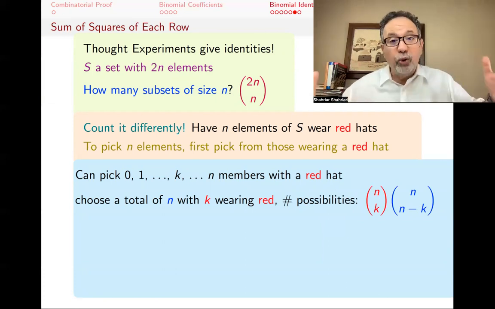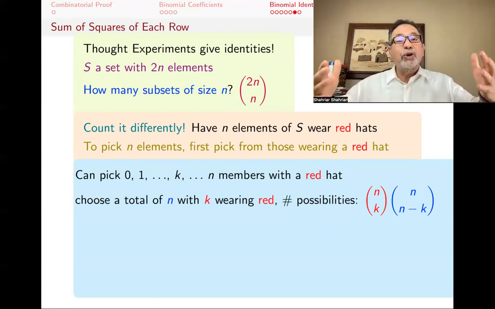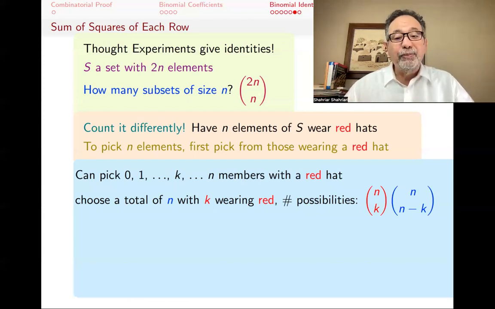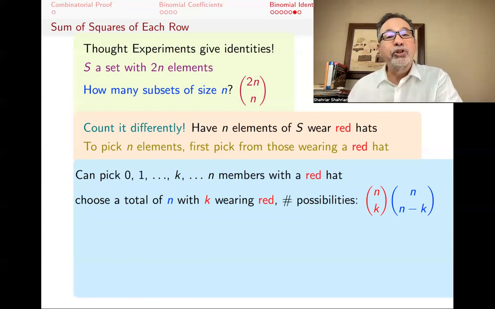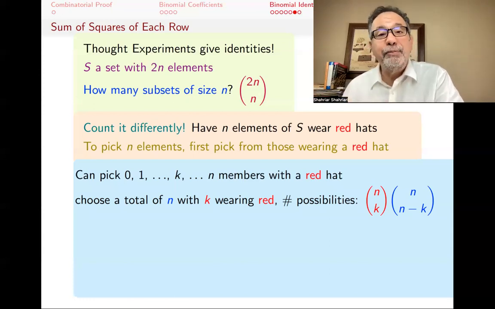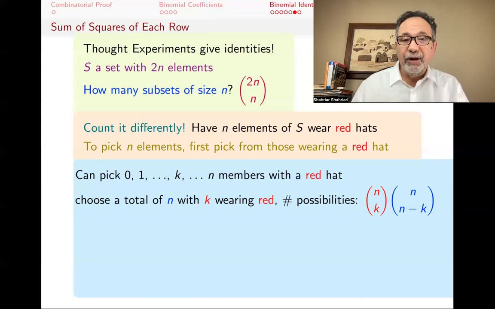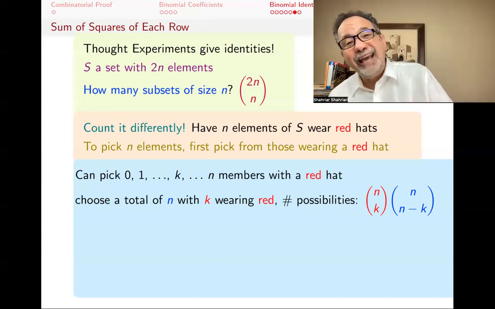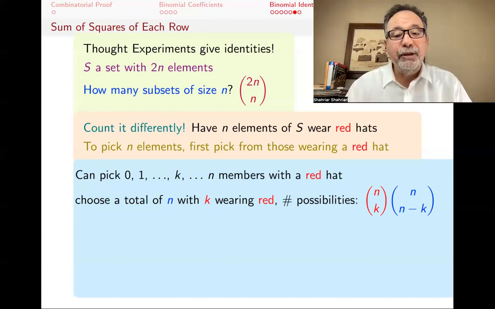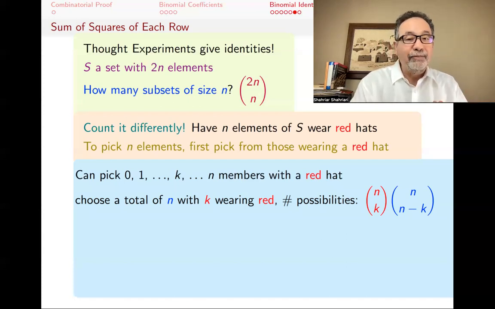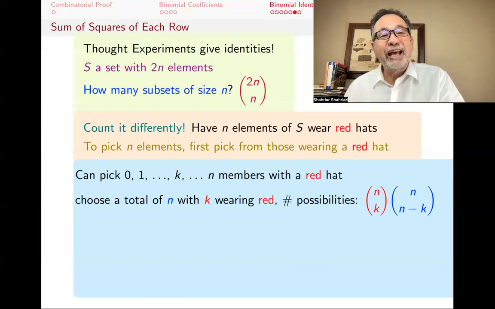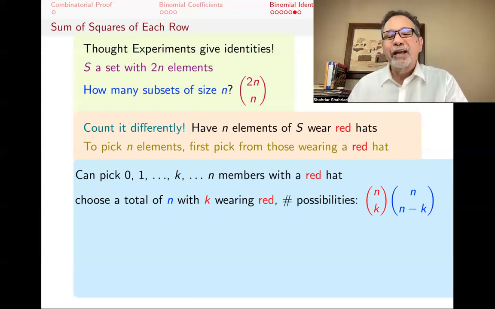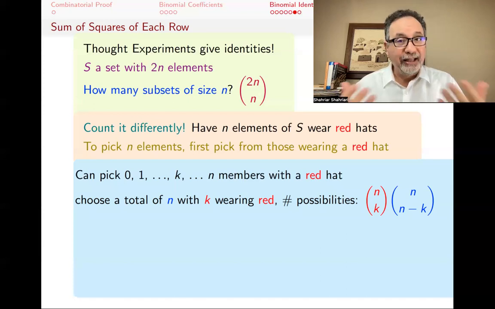But then I want the whole group I chose to have n people out of the 2n people. So from the people who are not wearing a red hat, which are n of them, I have to pick the remaining n minus k, because I've already picked k people with a red hat. I need another n minus k people so that together I get n people. So I have n choose k, that means k people with red hats, and n choose n minus k, which is n minus k people without a red hat. And I multiply those because, again, multiplication principle, and that's the number of possibilities.